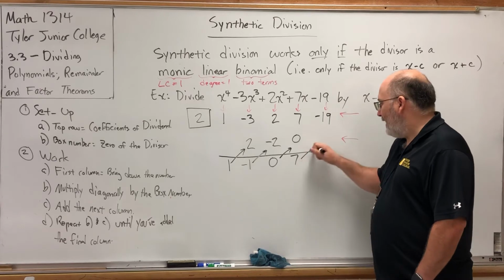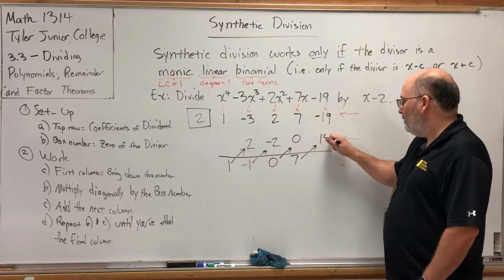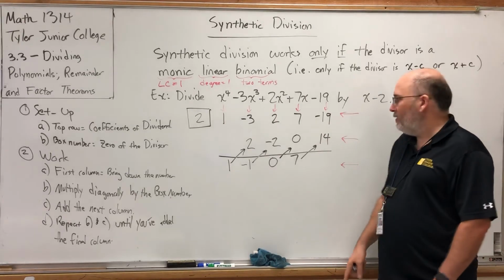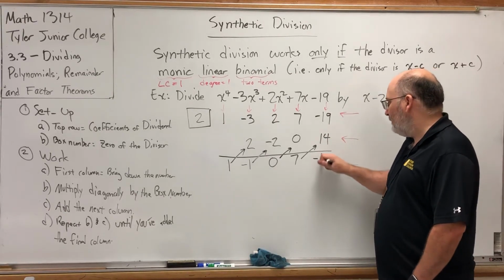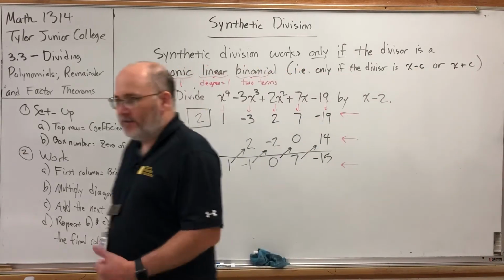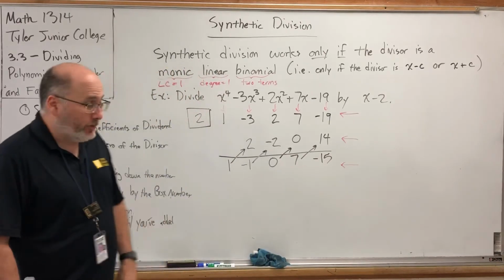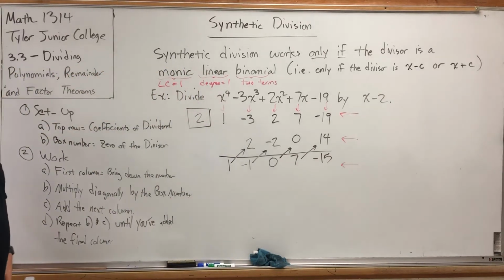Multiply diagonally by the box number. 7 times 2 is 14. And then finally add the last column. Negative 19 and 14 is negative 5. That's all the work there is. Bring down the first number and then multiply, add, multiply, add, multiply, add. It's really quick, especially if the numbers don't get out of control.